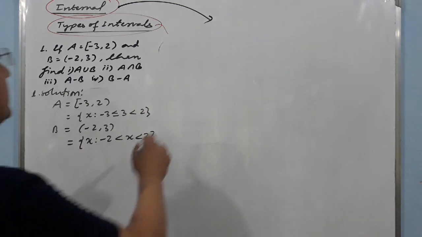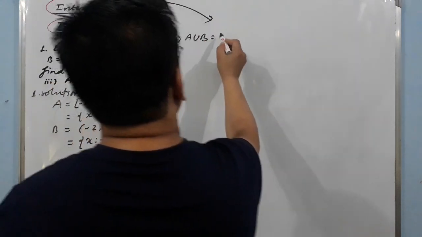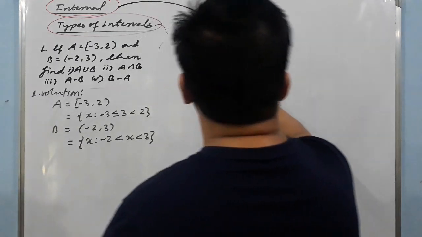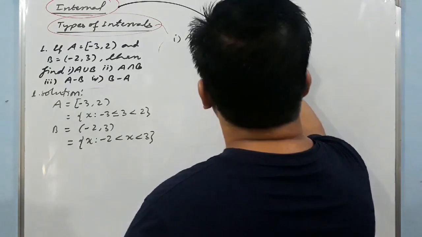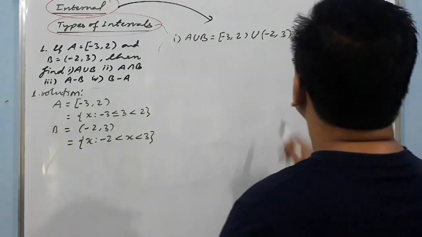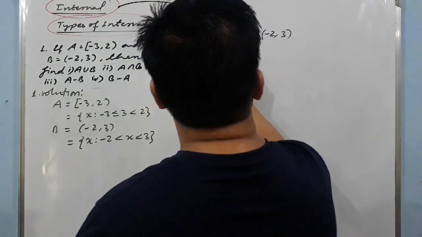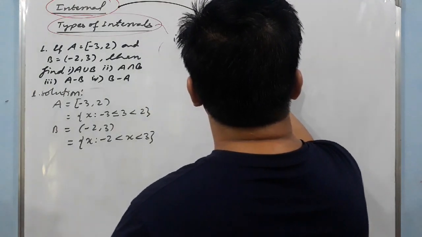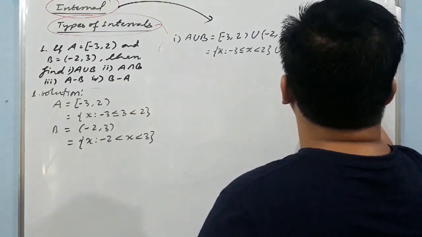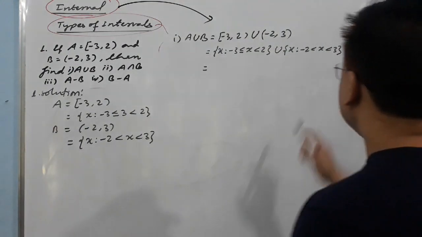No problem, let's start with the first part. We have to find A union B. A union B means the left closed interval of minus 3 and 2, union the open interval whose endpoints are minus 2 and 3. You may write it as minus 3 less than or equal to x less than 2, union minus 2 less than x less than 3. Now we have to tell what will come in the union.